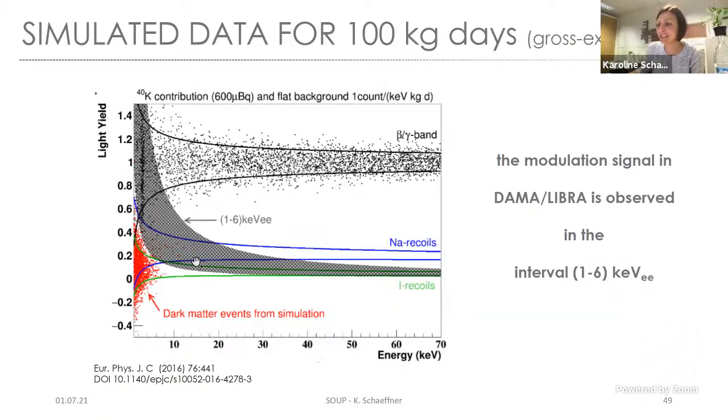In such a cryogenic detector, you can also calibrate it, so there is no problem. You can put a neutron source close to your detector.